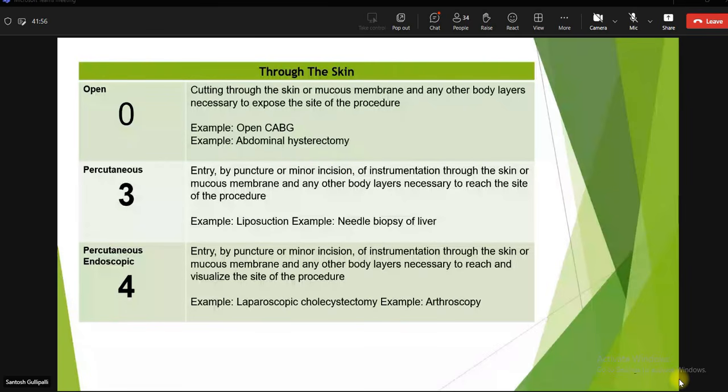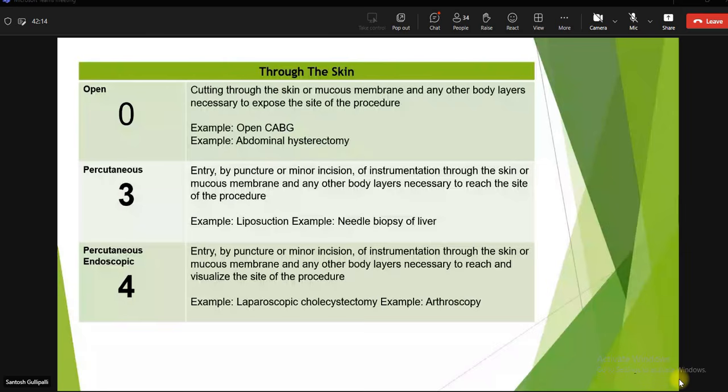Coronary artery bypass graft and abdominal hysterectomy. Just now we saw that code, right? How to code abdominal hysterectomy, like open approach. So these are the examples for open approach. Open approach means cutting through the skin or mucous membrane.